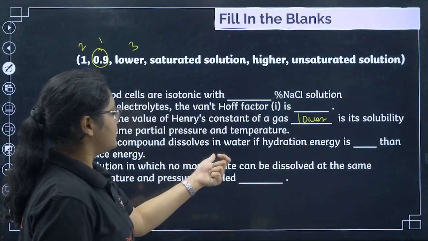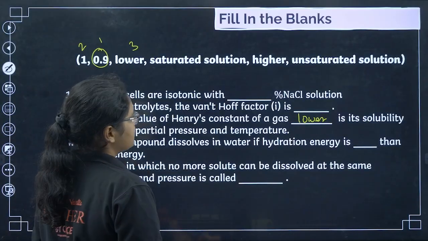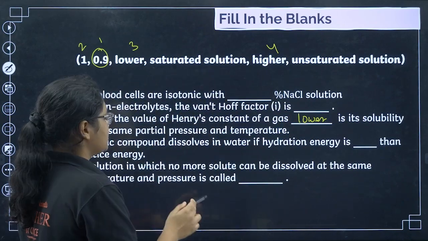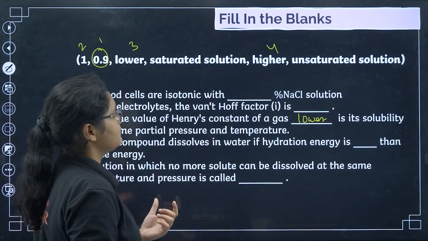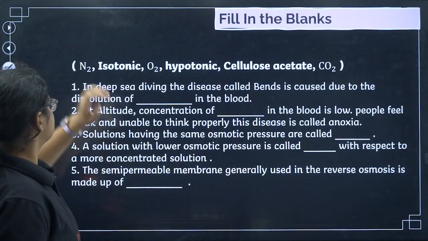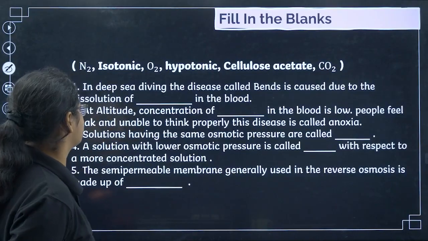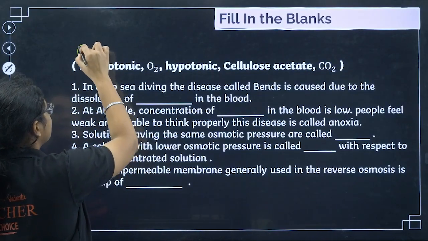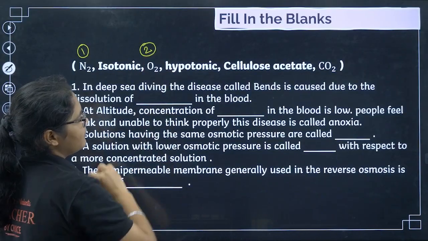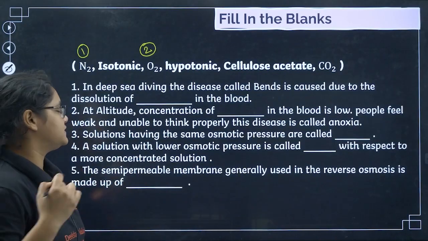Then an ionic compound dissolves in water if hydration energy is dash than the lattice energy, if the hydration energy is higher than the lattice energy. Next, a solution in which no more solute can be dissolved at the same temperature is called as saturated solution. Okay. Next, in deep sea diving, the disease called bends is caused due to the dissolution of N2 inside the blood. At altitude, the concentration of oxygen in the blood is low and people feel weak and unable to think properly, called as anoxia.